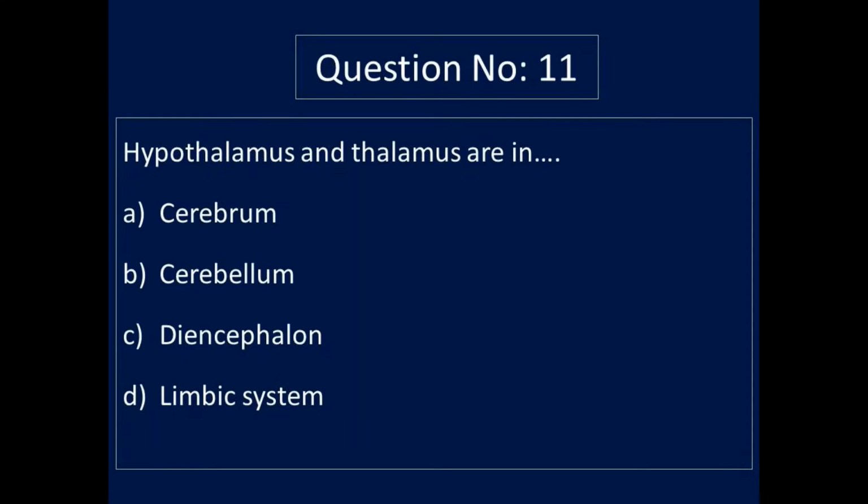11th question. Hypothalamus and thalamus are in option A. Cerebrum, B. Cerebellum, C. Diencephalon, option D. Limbic system. Right answer is option C. Diencephalon.